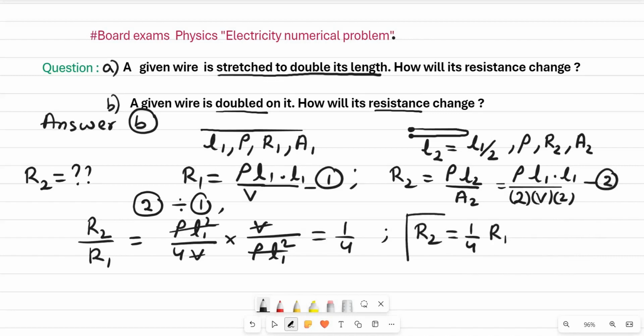So from the two questions, we have learned that if a given wire's length is doubled just by stretching it, the new resistance is 4 times the initial resistance. But if a given wire is doubled on it, meaning just folded by holding end to end, its length is halved, then the new resistance is 1/4 the initial resistance. So if we know the initial resistance, we can tell the value of the final resistance.